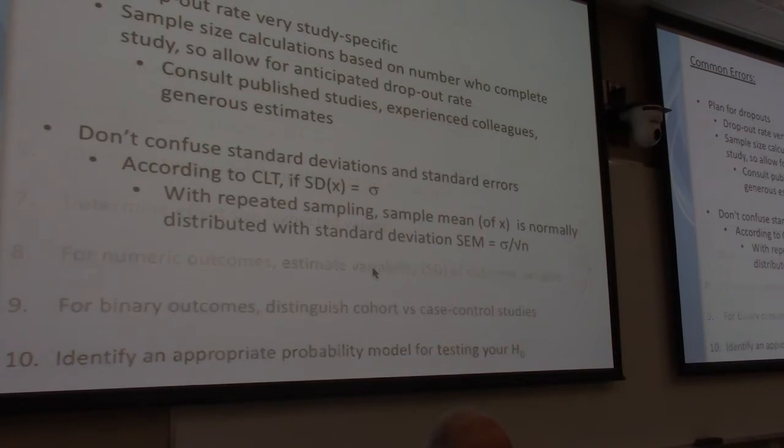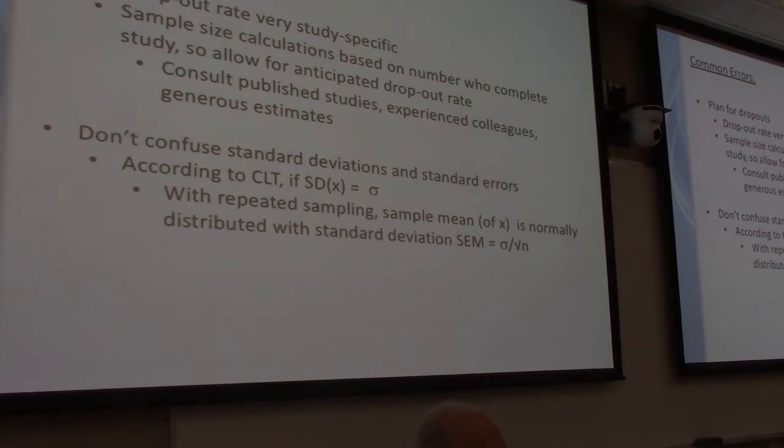There are common errors that people make. Don't forget to budget for dropouts. The number of dropouts will be very study specific. But the sample size calculation depends on the number who complete the study. So you have to allow for dropout rates. The dropout rates will depend on how onerous your investigation is. Is it just a survey they do in the clinic, or does it involve a liver biopsy? It'll depend on how aggressively you or your research assistant pursue patients to make them come back for follow-up.